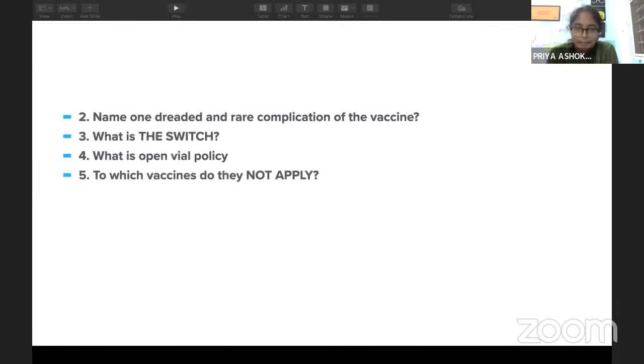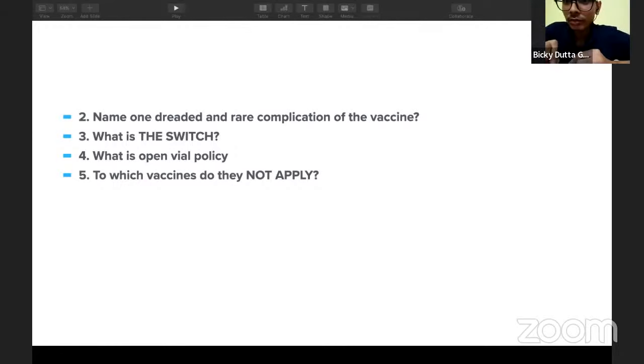I'll open the next one. One dreaded and rare complication of oral polio vaccine. Vaccine associated paralytic poliovirus. What is the switch? A switch is a transition from the trivalent OPV to bivalent, done on the 17th April and 1st of May. Right. What is open vial policy?